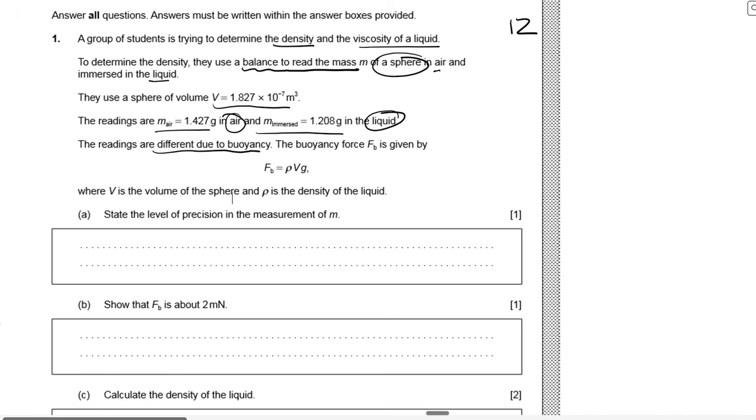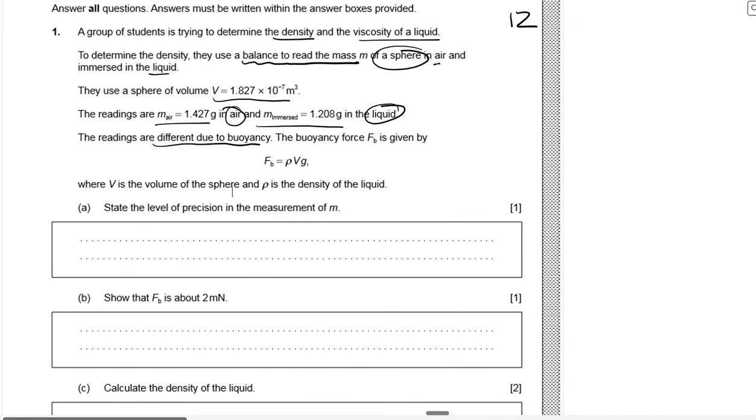Okay. State the level of precision in the measurement of m. Okay, so we always use our smallest interval, right? And here they're the exact same because the same balance is used. And so we can just immediately state 0.001 grams. They're asking for the level of precision.